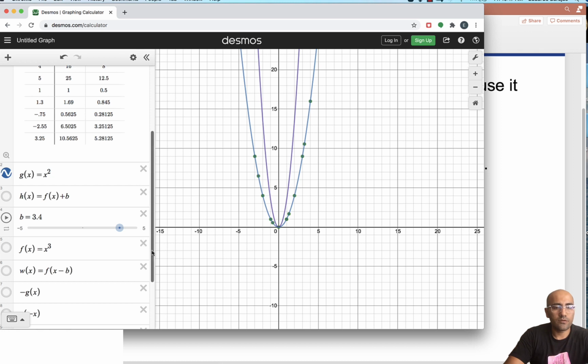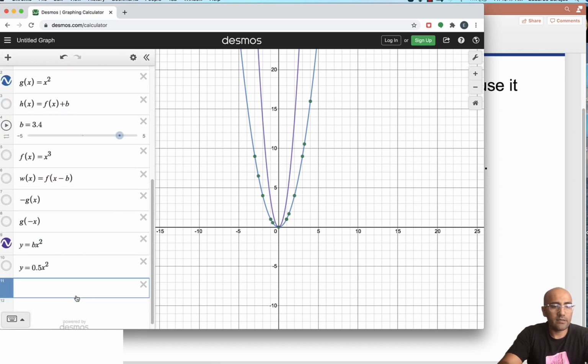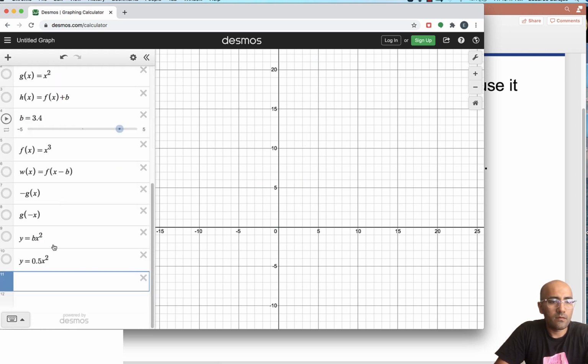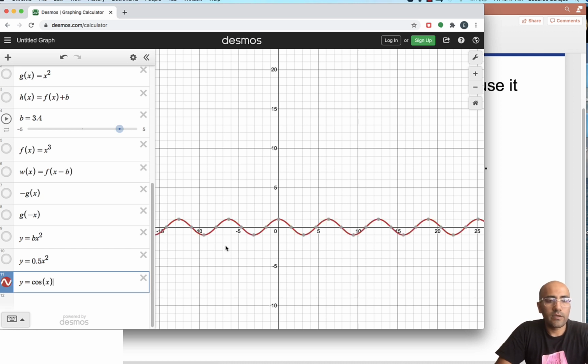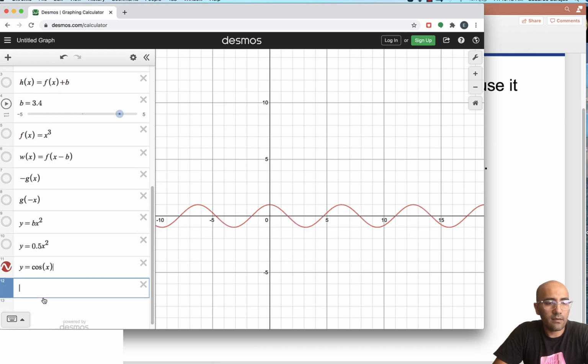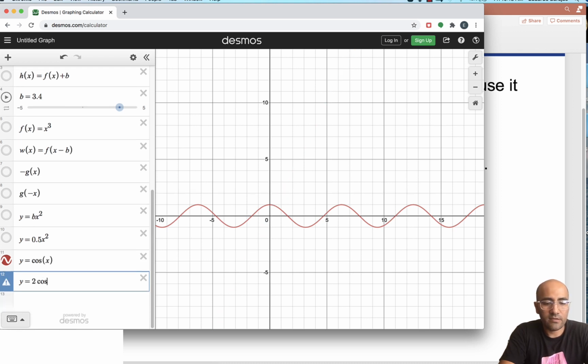More questions? A good way to look at this is with sine and cosine functions. So here's a nice cosine function. I know we haven't gotten to trig yet, but I'm sure you've all seen cosine functions. Let's explore what happens when we multiply a cosine function, say, y equals 2 cosine of x.